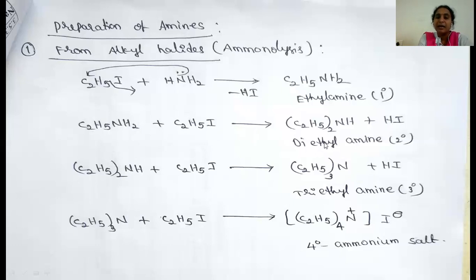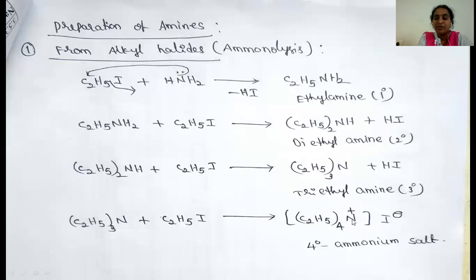Now this diethylamine further reacts with ethyl iodide, and the hydrogen is further replaced with an ethyl group and produces triethylamine. Now this triethylamine further reacts with ethyl iodide, because the nitrogen contains a lone pair of electrons, which it donates to the ethyl group and produces the quaternary ammonium salt.